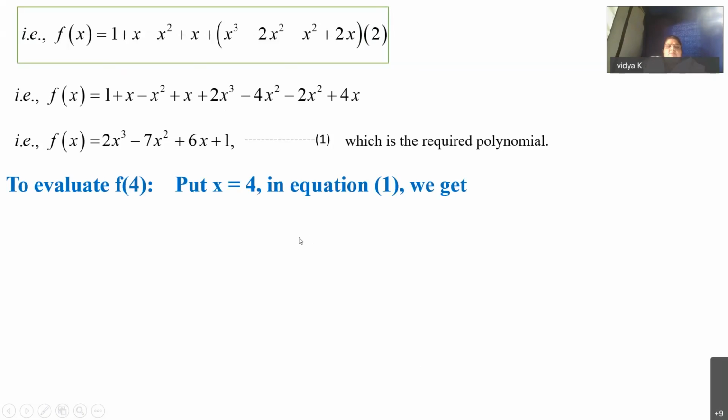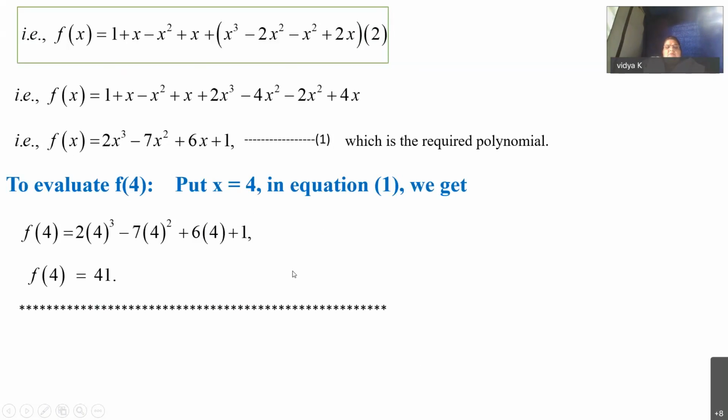And they also ask, after getting the polynomial, what is the functional value, f at 4. That is, what is y when x is equal to 4. No need to do the table again. You have the general polynomial, so substitute x as 4 here and you get 41. So this is the other way of doing it.